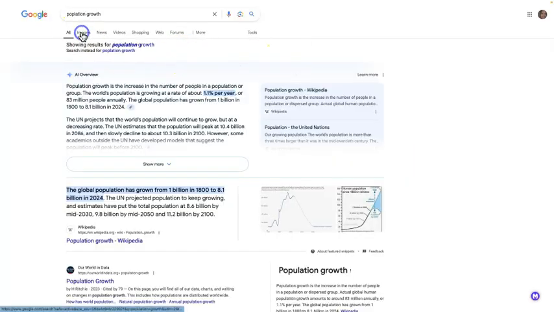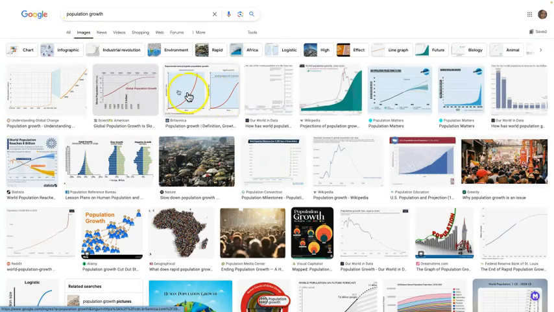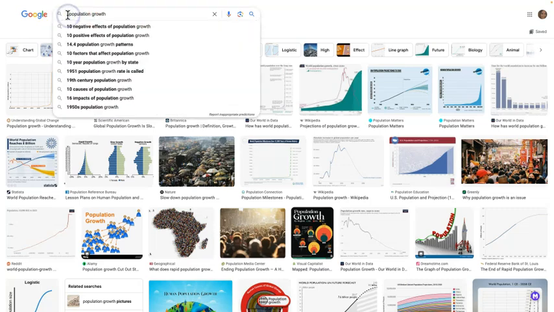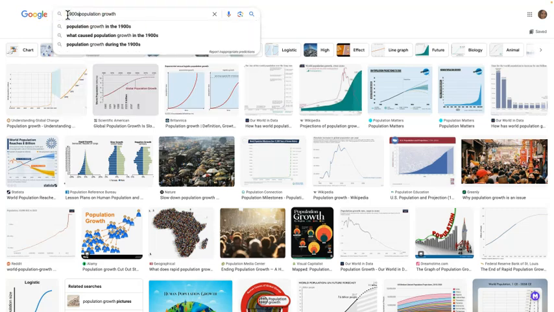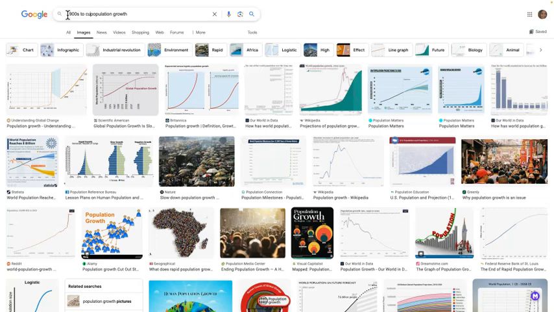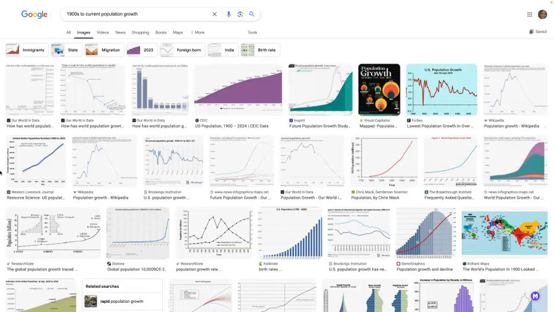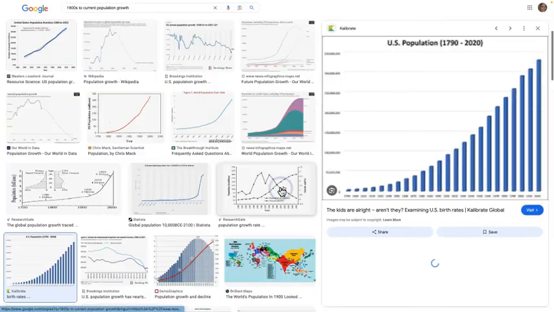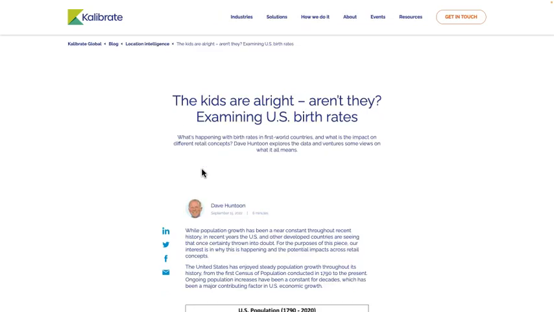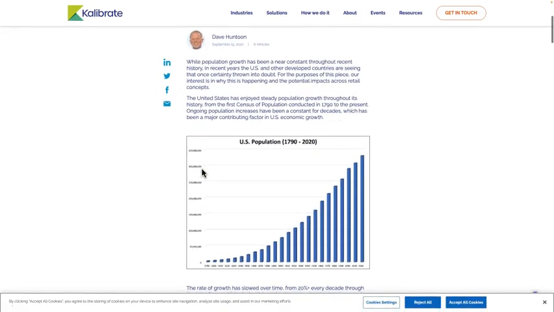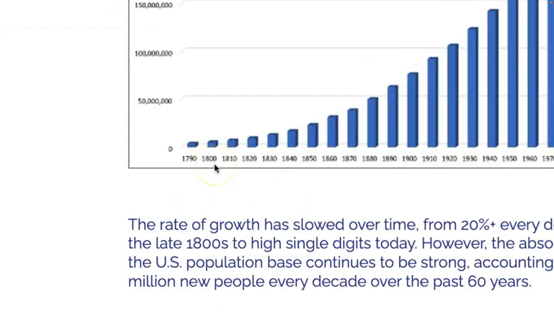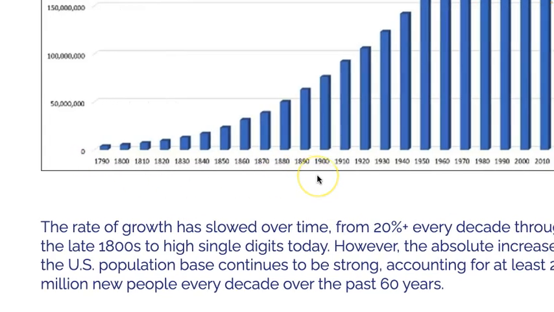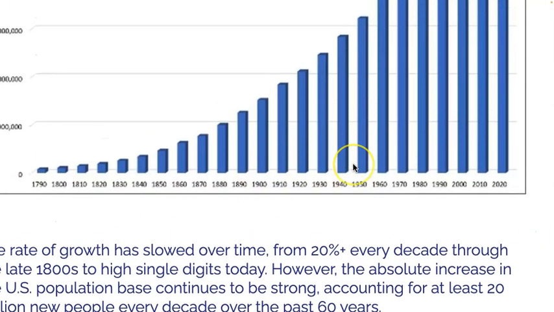But I also want to show you, let me see if I could get a population growth. I mean, here, let's just look at this. So this honestly should be in your notes, and that's why I'm showing it to you in a video. So this shows population from 1790 until today.